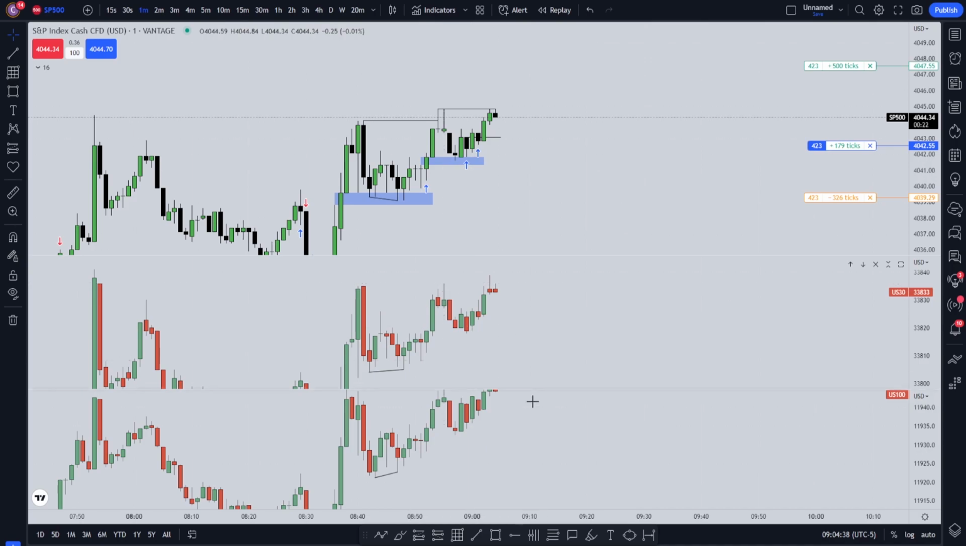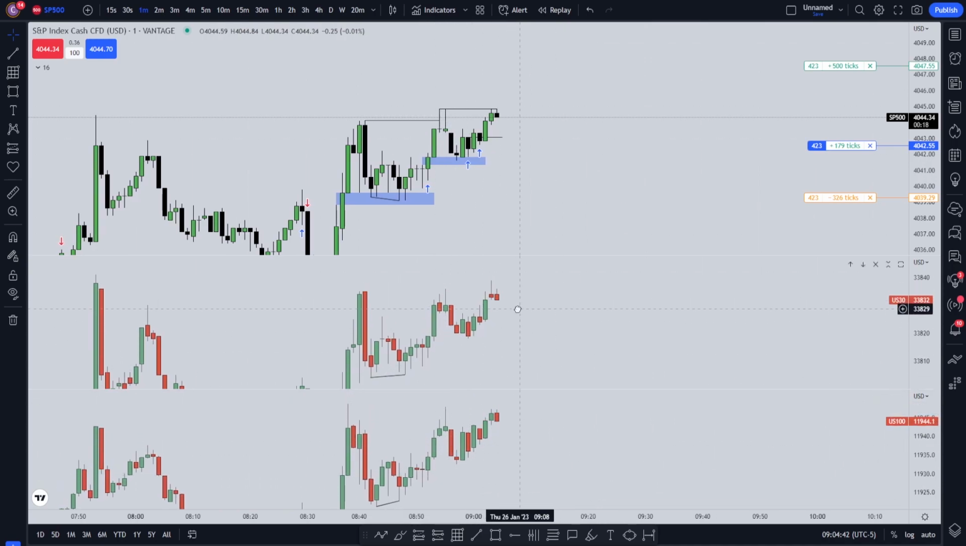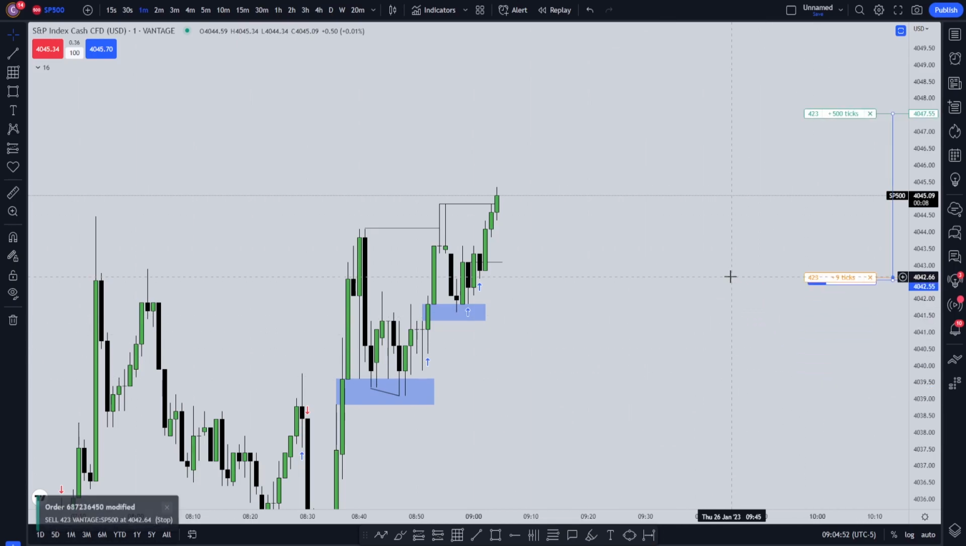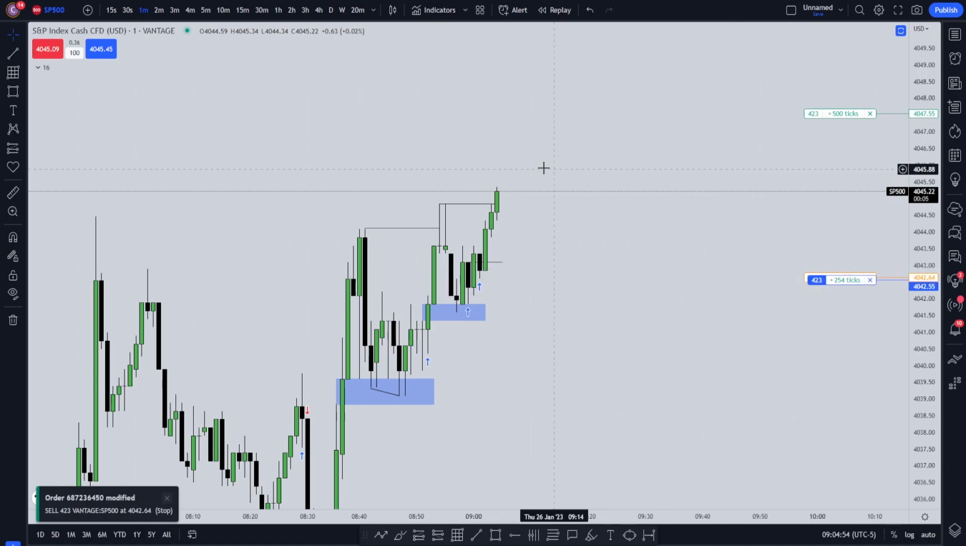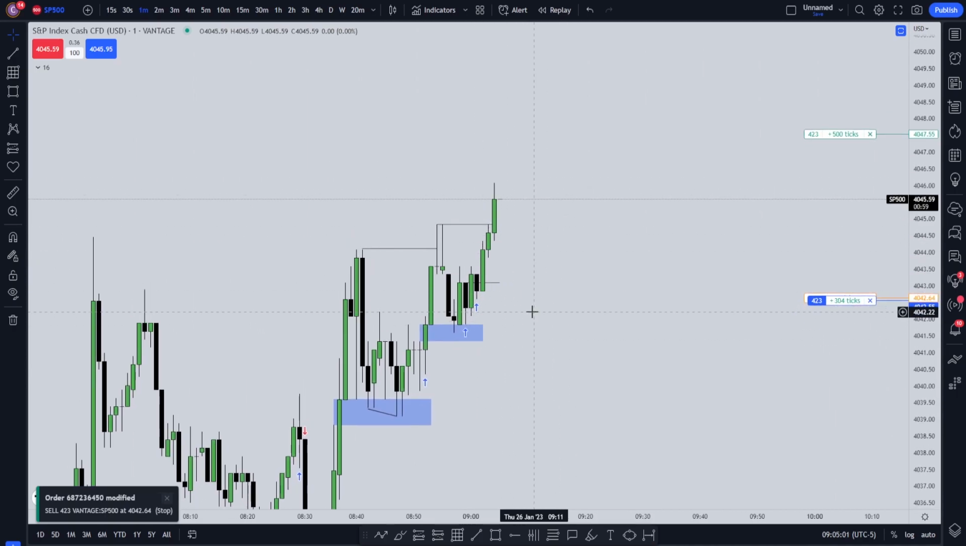So on US 30 and the Nasdaq still hasn't taken out the high, US 30 has. So just gonna wait. Okay, here we are, high broken. Now I'm gonna move it to break even, since I don't want to be in this trade if we do reverse back down to my entry. But we should not do that. So if we do, then my analysis has been incorrect.